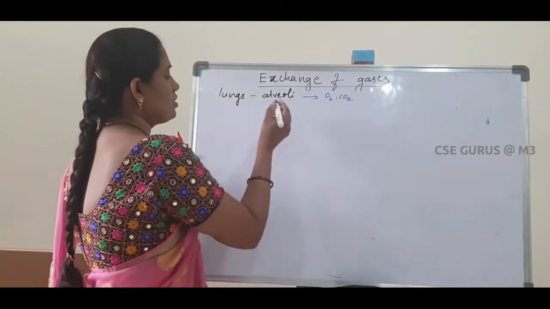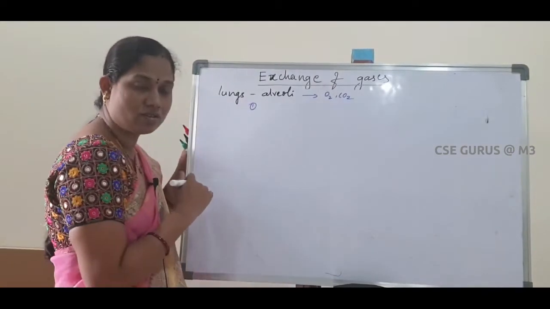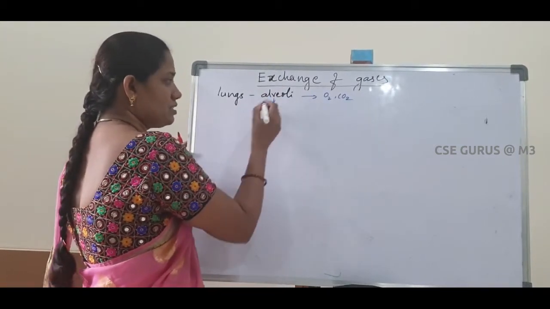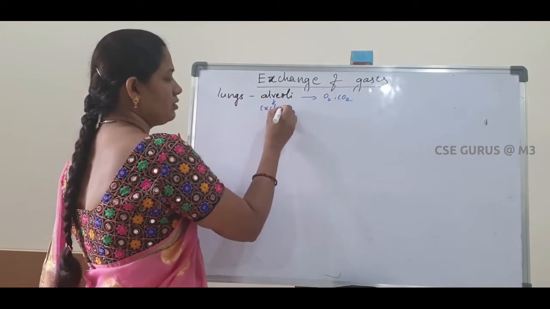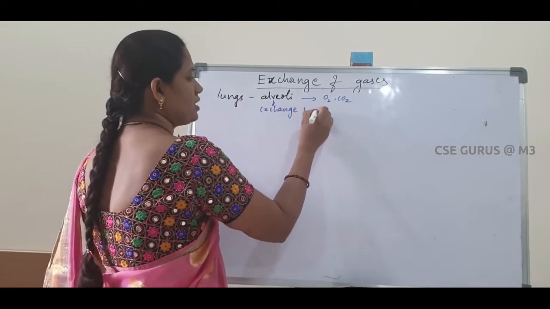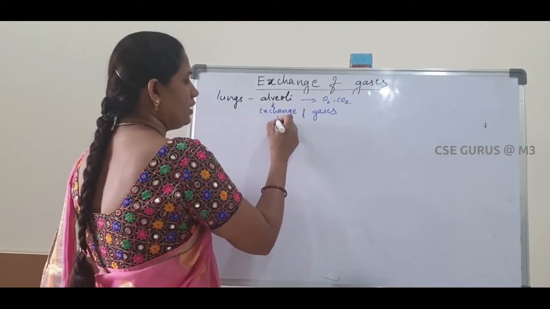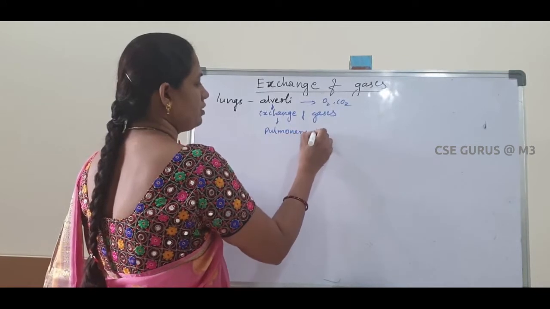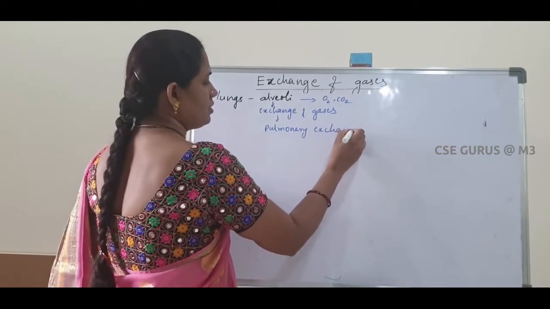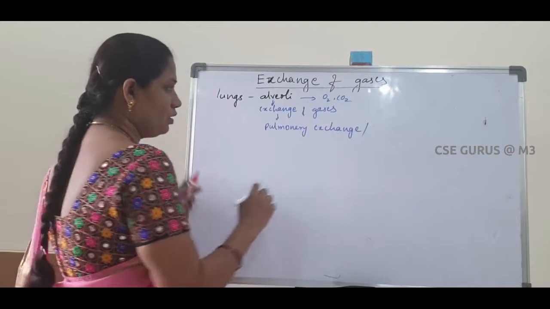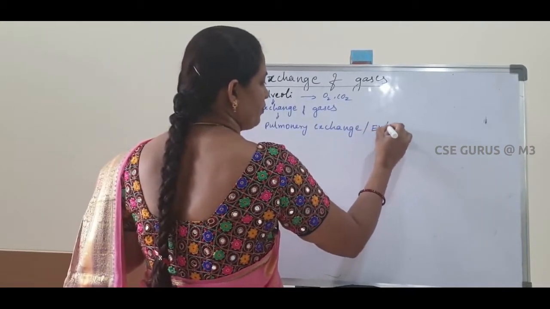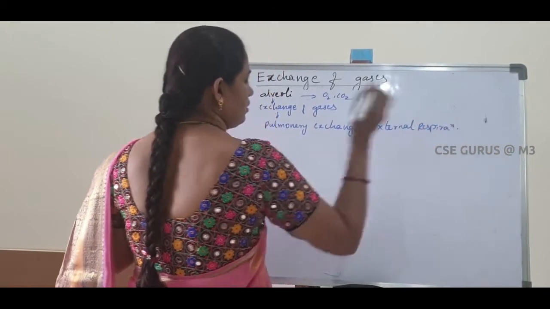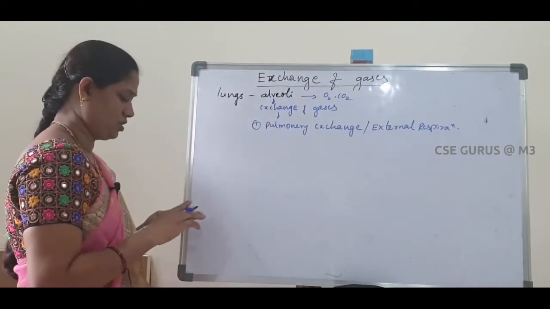The exchange of gases in the alveoli is called pulmonary exchange. That is called pulmonary exchange, also called external respiration. This is the first exchange.